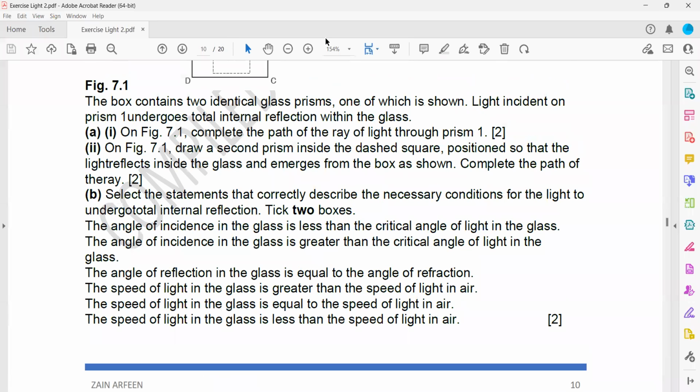Then we have to take two of the statements. The angle of incidence in the glass is less than the critical angle for total reflection. No, this is wrong. The angle of incidence in the glass is greater than the critical angle. That's true. The angle of reflection is equal to the angle of refraction. That is wrong. The speed of light in glass is greater. No. The speed of light in glass is equal. No. The speed of light in glass is less than the speed of light in air. So these are the two statements: the angle of incidence is more than critical, and the speed at which the light is moving in glass is smaller as compared to that in air.